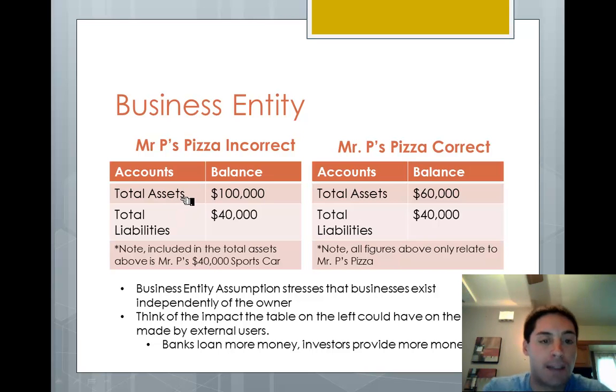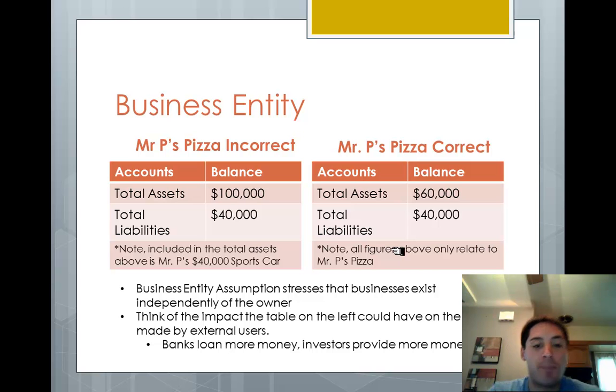Now look at the impact that has. On the right table, I did not include that $40,000 sports car I own in my personal life. Therefore, the value of my assets decreased from $100,000 to $60,000. Now, my financial picture doesn't look as well because I only have $20,000 more assets than debt.